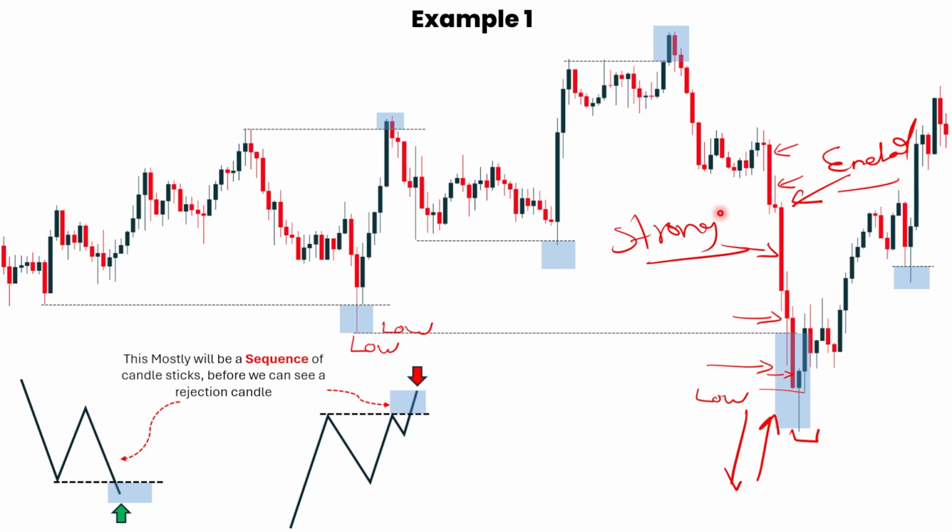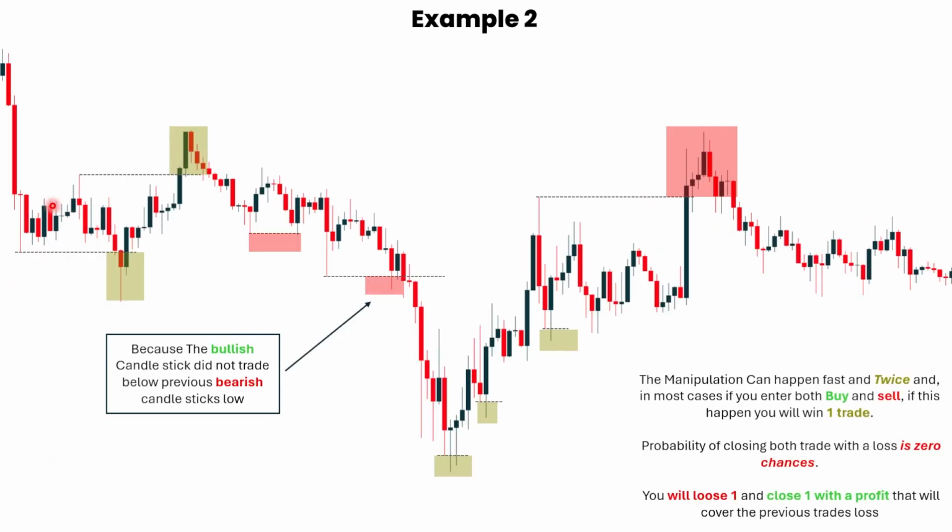So let's move on to another example. We have this chart over here. Here we can see that the market traded below this low and then closed bullish, but then it shot to the upside. This one we will just try to avoid for now. I'll make a separate video explaining this kind of thing.